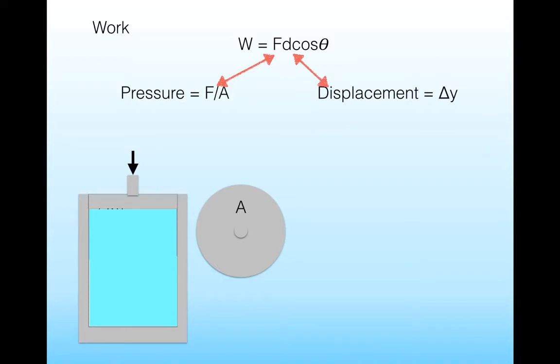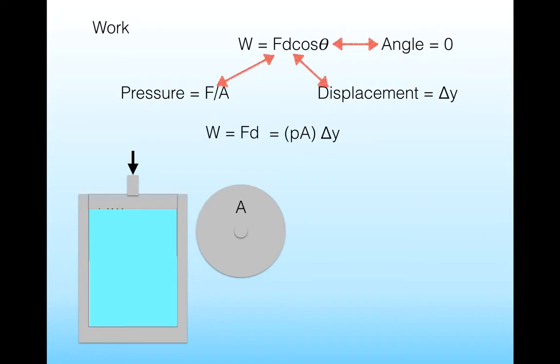We also have this displacement. In this case, this is the displacement in the y direction due to the force that's being applied to the lid. And so in this case, the force up or down is in the same direction as the displacement of the lid, up or down, and that implies that the angle that we're talking about here is 0. That simplifies our work equation so that work is just equal to force times displacement.